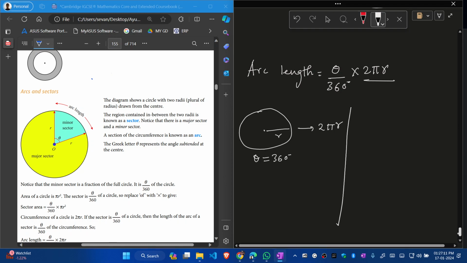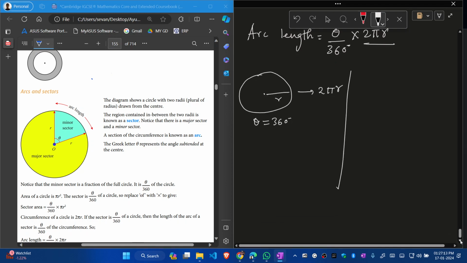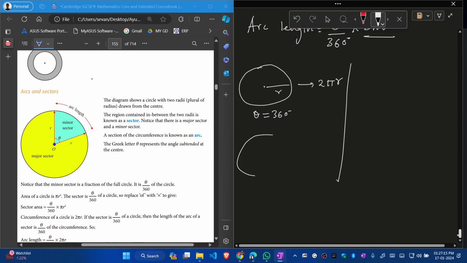If I draw one more diagram like this, half of this one, with the dotted parts not there, only half, then for this the circumference will be just pi r. And theta will be 180 degrees. You can see this: if I join the two radii, here it is 180.